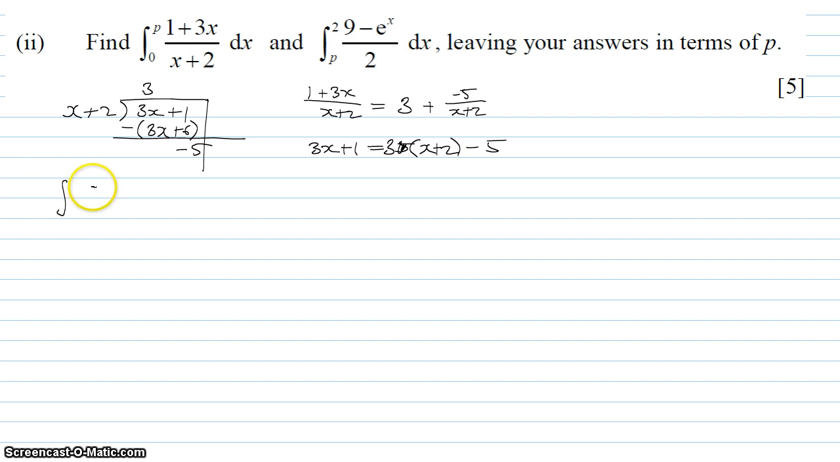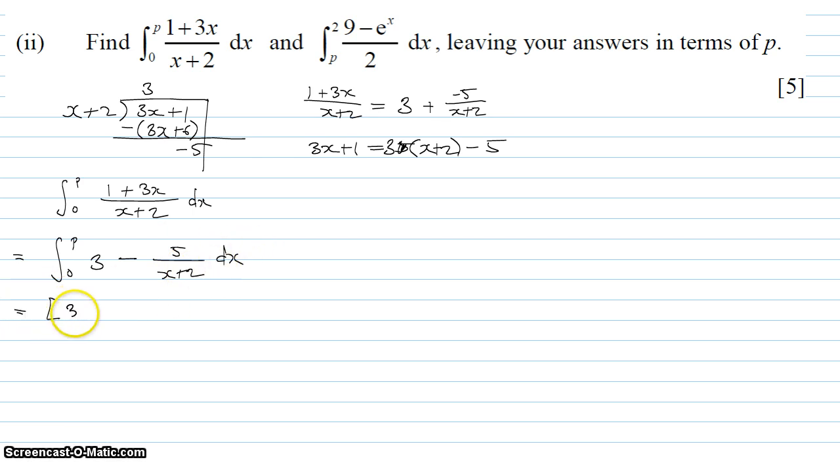It means that the integral from 0 to p of 1 plus 3x over x plus 2 dx is equal to the integral from 0 to p of 3 minus 5 over x plus 2 dx. And so this is just 3x minus 5 ln x plus 2 between 0 and p. And so now all I do is I substitute in these values.